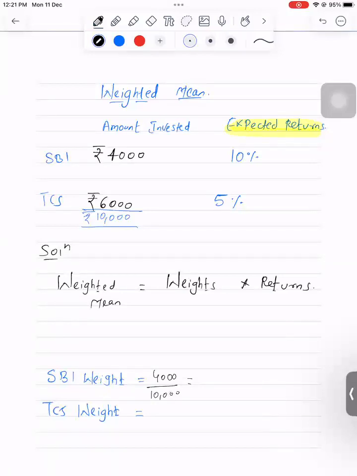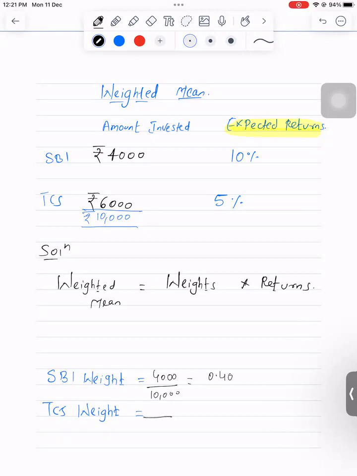Out of 10,000, 4,000 is invested in SBI. So what will be the weightage of SBI? Guys, please participate. Okay, make this session interactive. Right, 0.4. You can unmute yourself and you can speak. Okay, if you wish, you can, or you can message in the chat box.